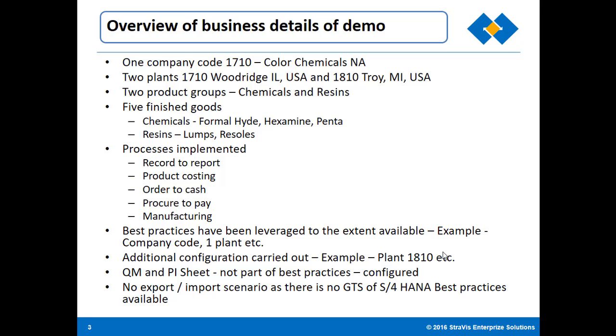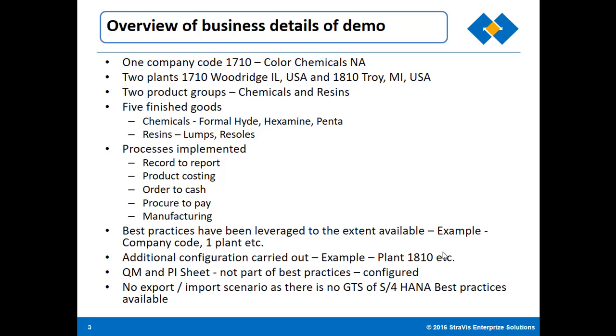There are five finished goods. The first group is chemicals. We have formaldehyde, hexamine, and penta, the three finished goods under chemicals. In the case of resins, we have two products, lumps and resources. The processes implemented in this RDS to show the demo are record to report, product costing, order to cash, procure to pay, and manufacturing processes in scenarios like sales and operations planning, plan-based production planning, production planning, and then process order setup. All those scenarios you will see in the demo.